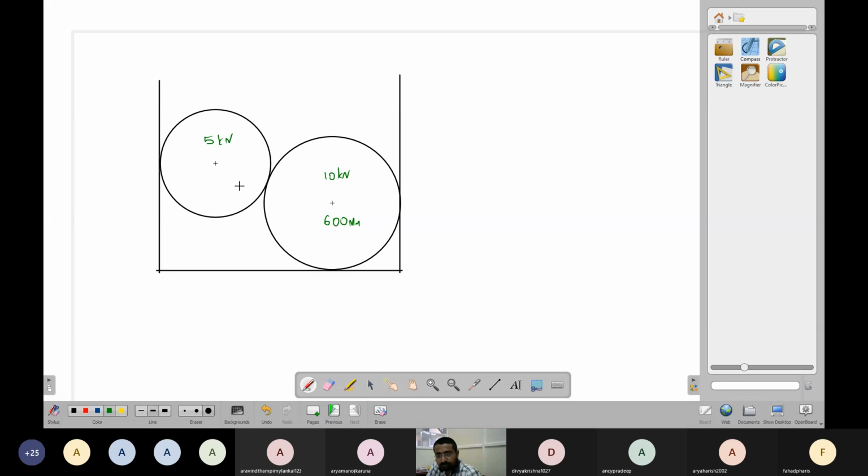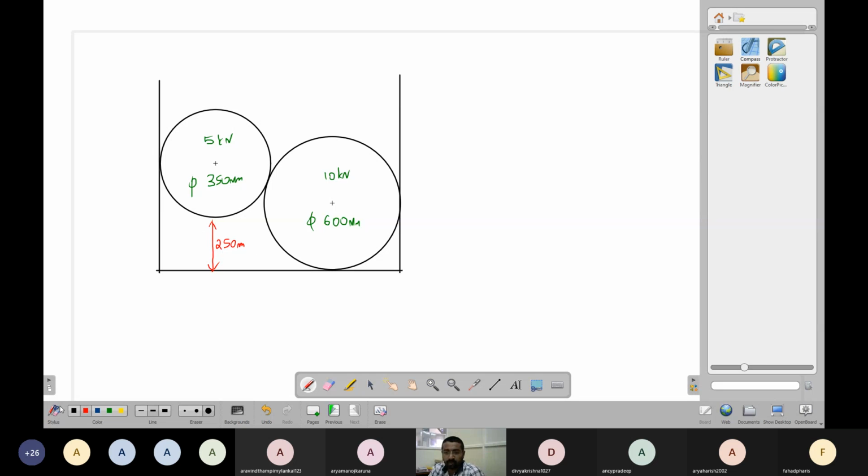This is, let's say, 350 mm diameter. Okay. Let us also say this distance is given. Let's say it is 600. I don't know, something around 250. So I'm just making up this question.